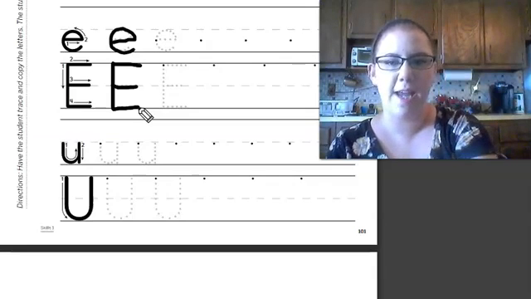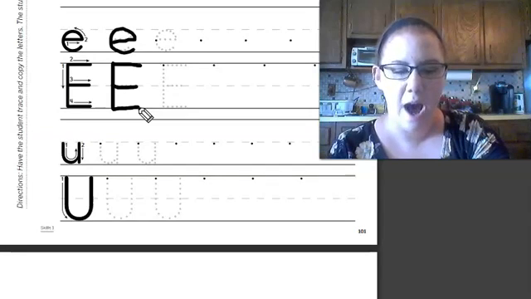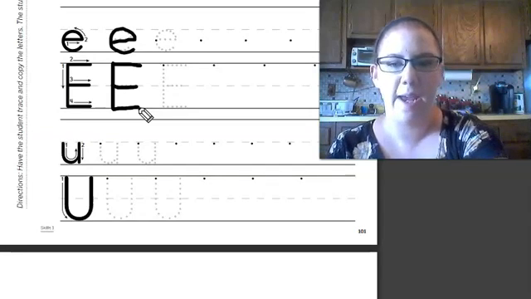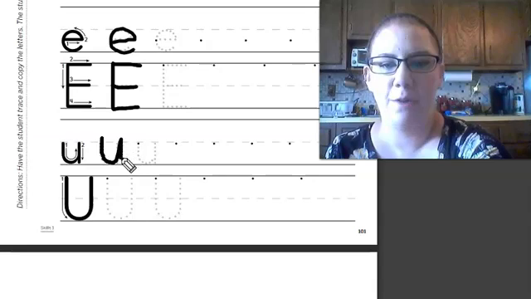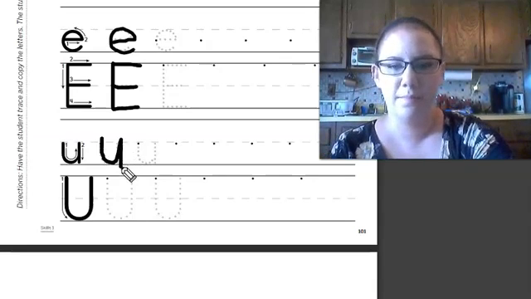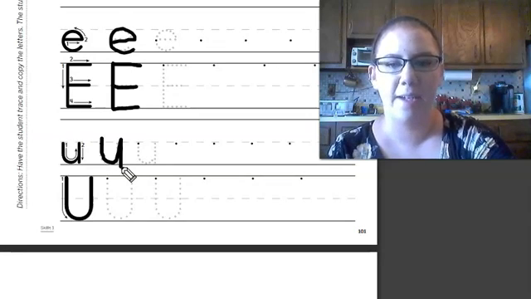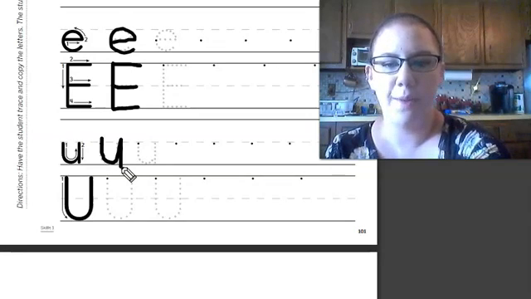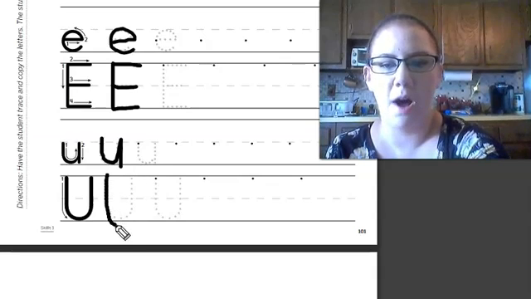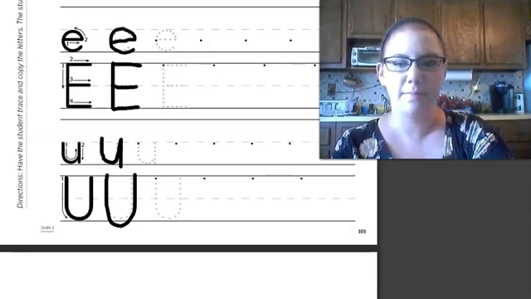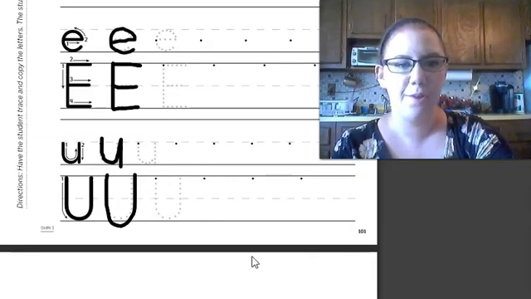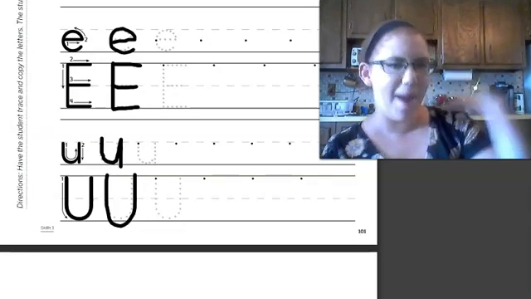For the lowercase u, or sound uh, you're going to make a little cup starting at the middle dotted line. And then come back down with a short line. For the capital U, you're going to make a big cup. Start all the way at the top, come all the way down and then all the way back up. Great job! Give yourself a little pat on the back.